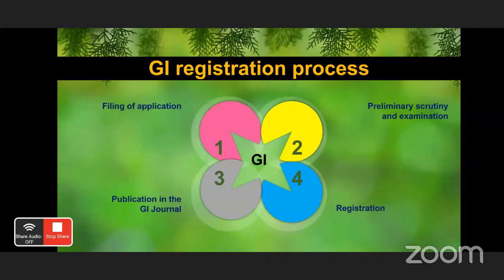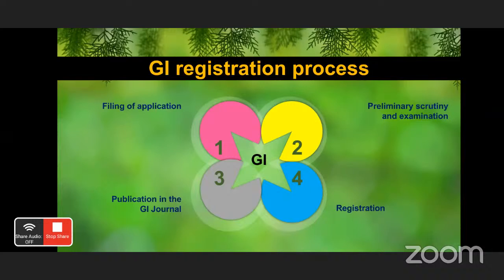Now the question comes, who will be the applicant? Since this is a community right now, who will be the applicant? Only the genuine producers can be the applicant. So it must be in the form of a certain organization or registered organization, and they must represent the interests of the producers.